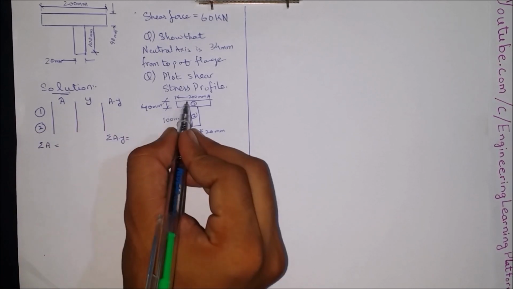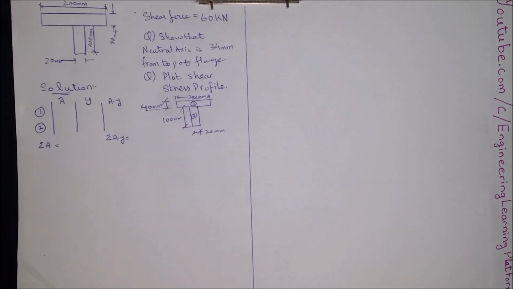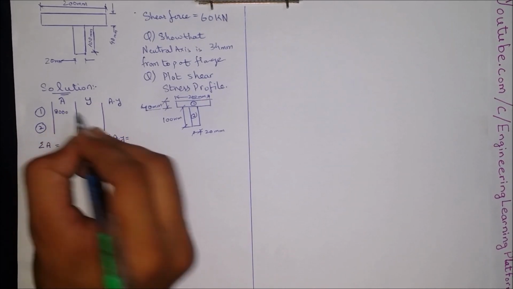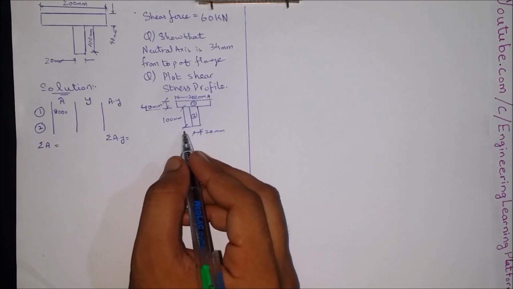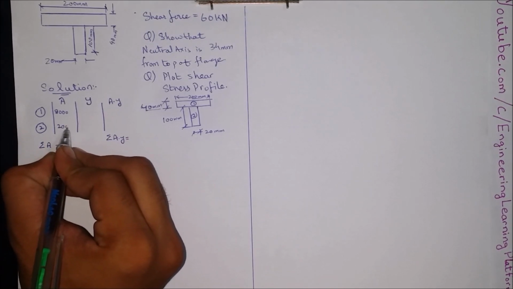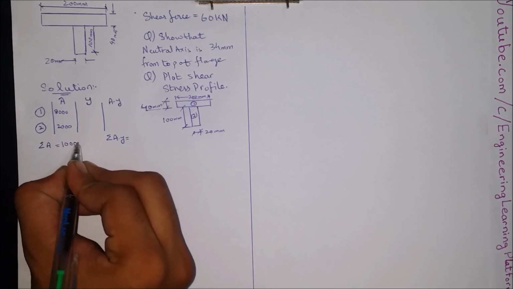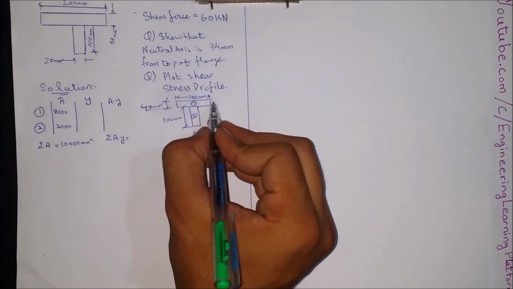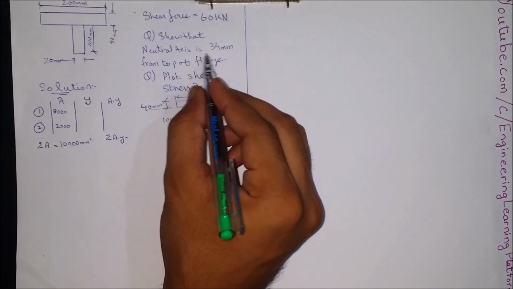For shape number 1, the area is 200 by 40. So that comes out to be 8,000 millimeters square. For the second shape, the area is 100 multiplied by 20. That comes out to be 2,000 millimeters square. The sum is 10,000 millimeters square. For the y distance, let's consider the top as a reference since we are required to find out the location of neutral axis from the top fiber.